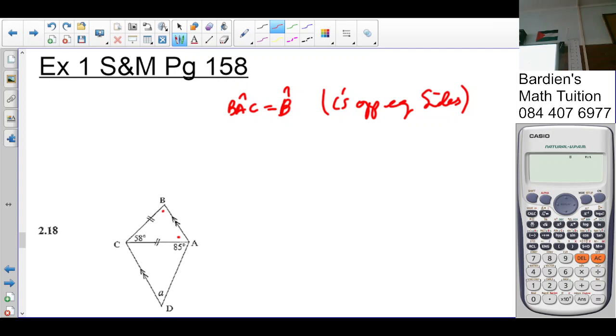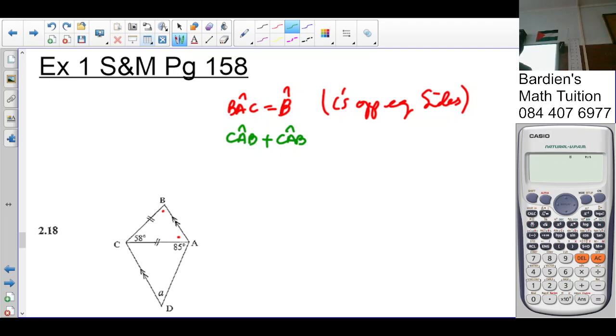Now we can say that angle B plus BAC plus 58 is equal to 180. Why? Sum of angles in a triangle. Not so? Yes, interior angles of a triangle add up to 180. So since I want that angle CAB, I say CAB or BAC plus, I could have written angle B, but angle B is actually the same as CAB. Why didn't I write the B there? Because then I have one unknown.